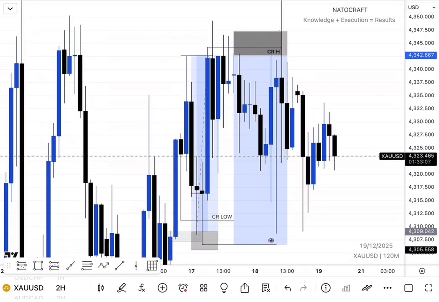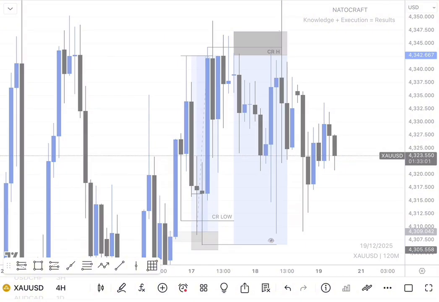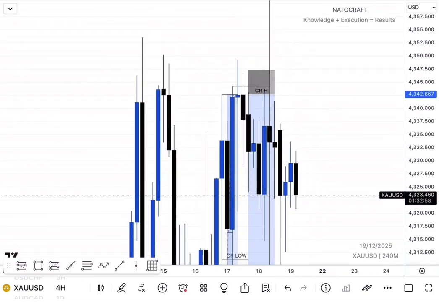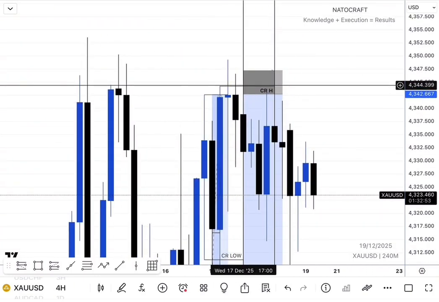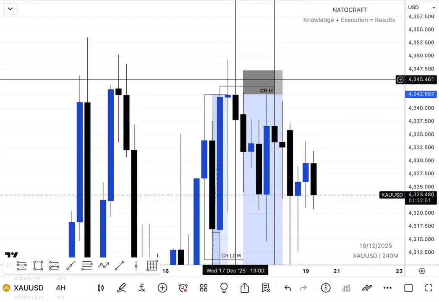But this trade gave us a very clear model one. If you trade CRT, you're going to know what model one is. It gave us a very, very clear model one, as you can see here. This three candle, 1, 2, 3 formation is model one.